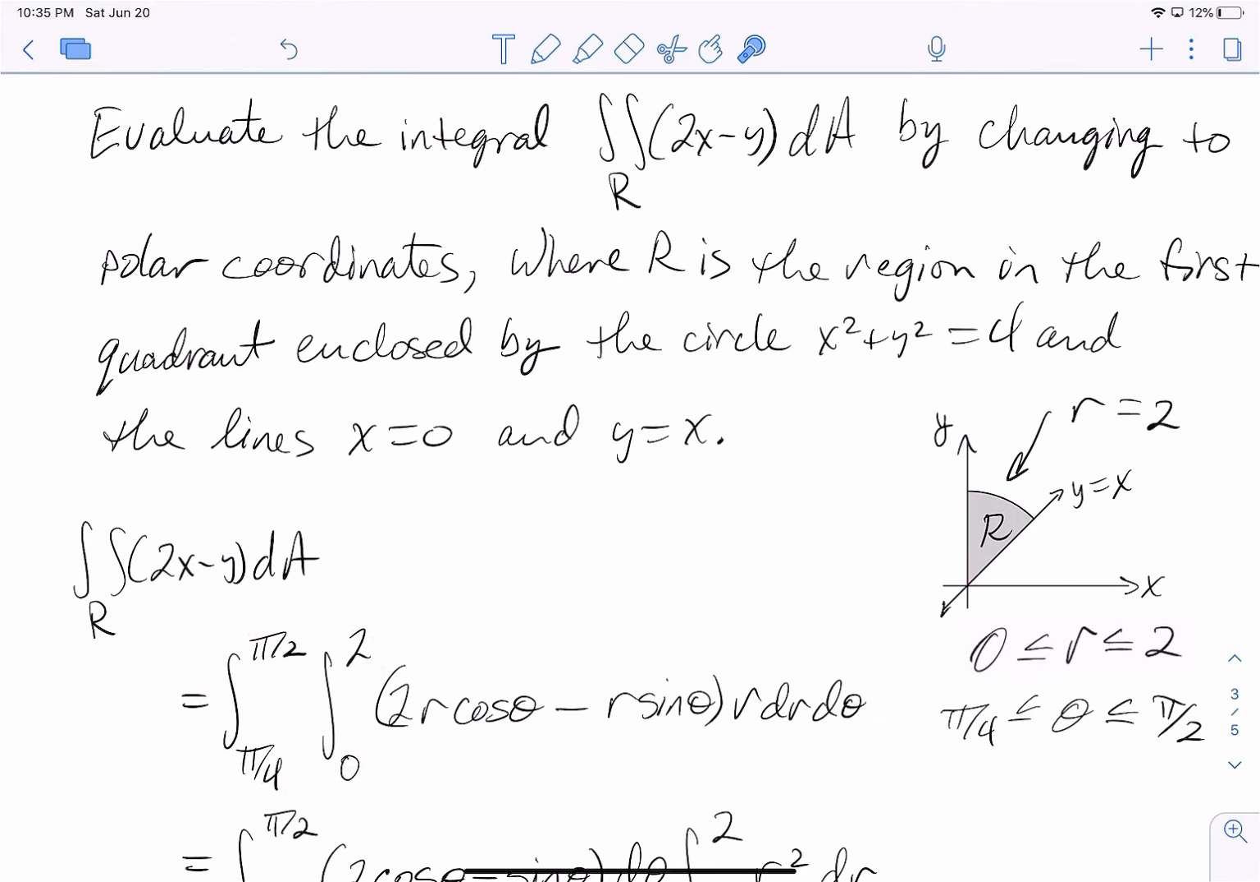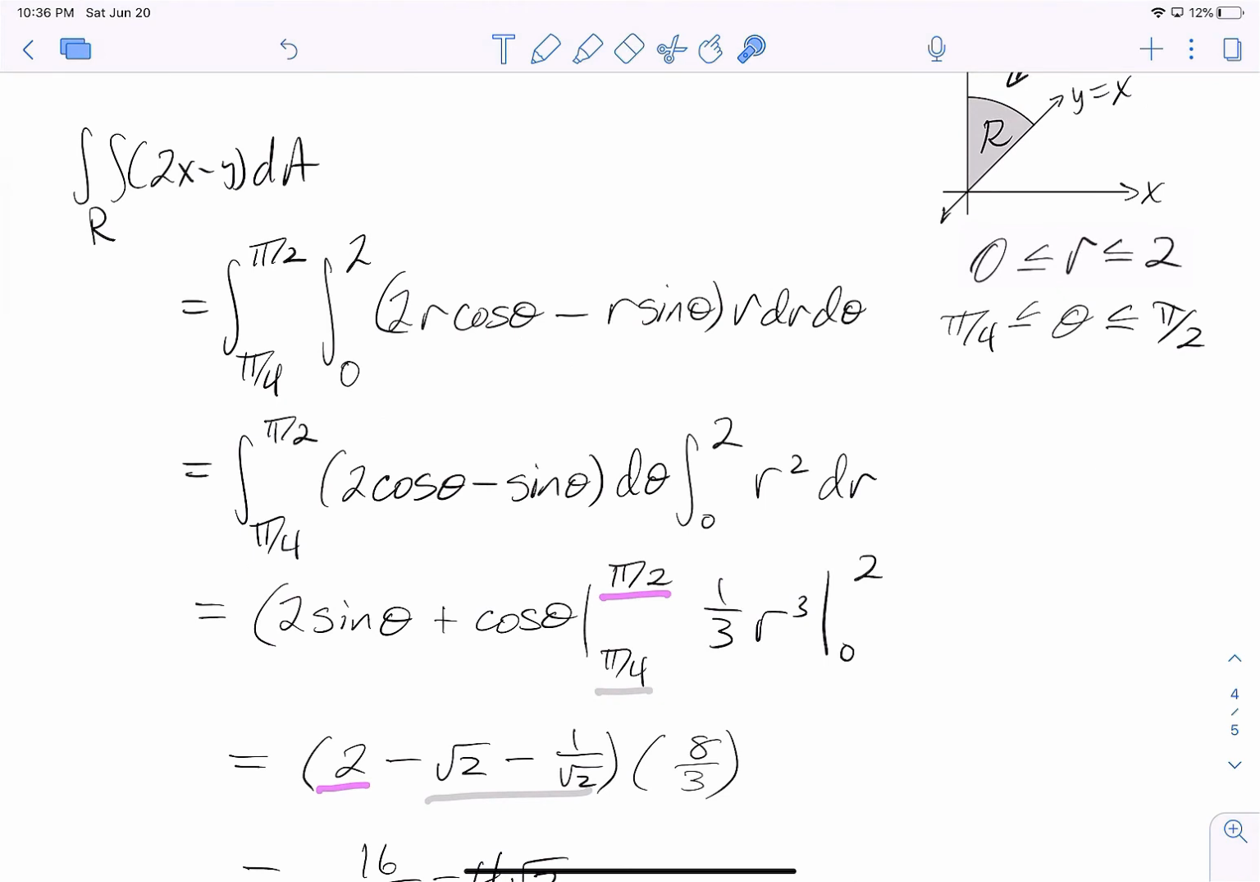So the double integral over R of 2x minus y dA becomes the integral from pi over 4 to pi over 2 of the integral from 0 to 2 of 2r cosine of theta minus r sine of theta times r dr d theta. Note that we can factor out all of the r's and we are left with a function of theta times a function of r, so I'm taking advantage of that. We have the integral from pi over 4 to pi over 2 of the quantity of 2 times the cosine of theta minus the sine of theta d theta times the integral from 0 to 2 of r squared dr.